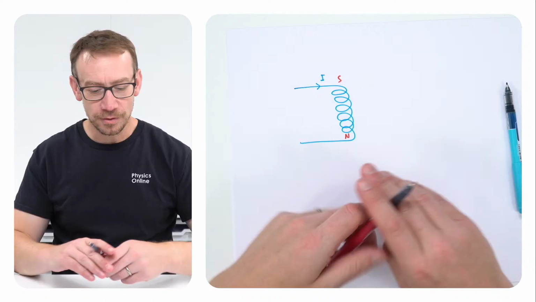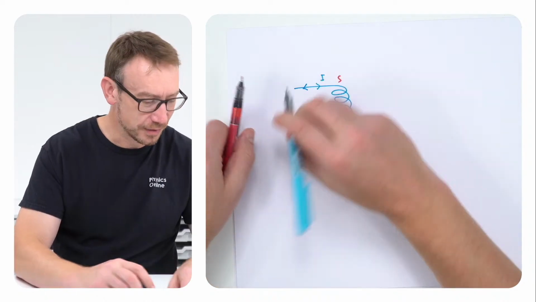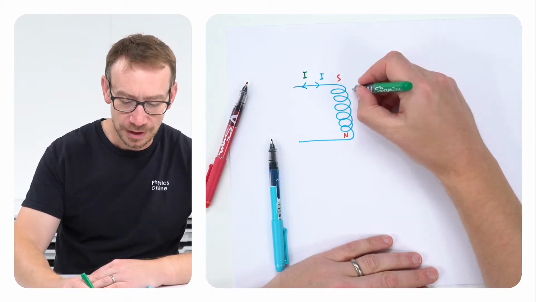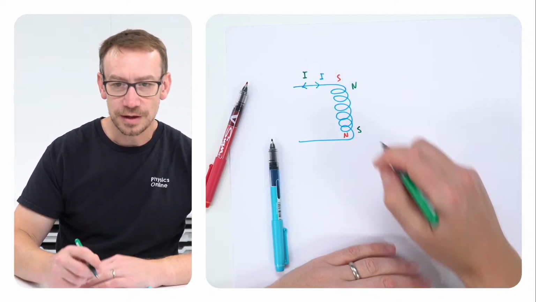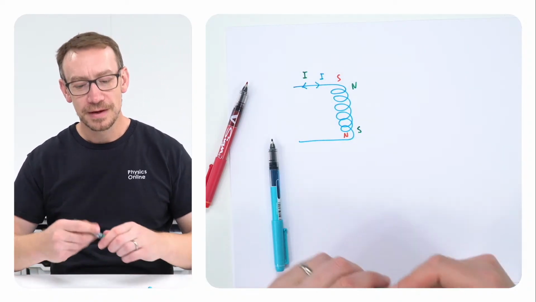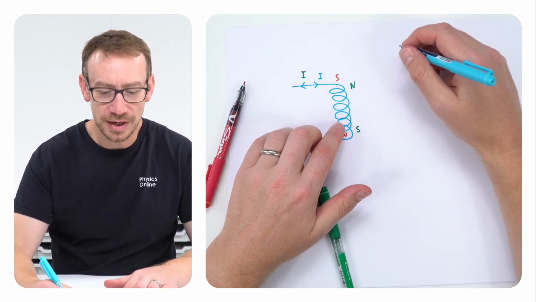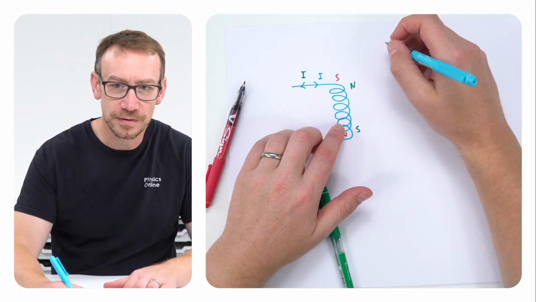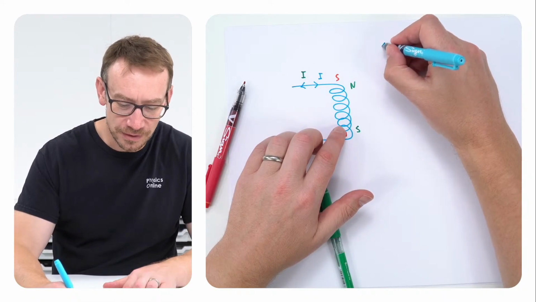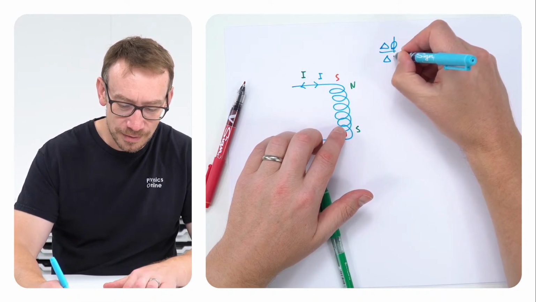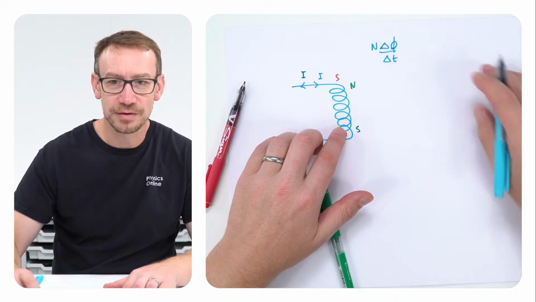And of course, when the current goes in the other direction, I'm going to put that in green, that field direction changes. So what we then have is a magnetic field that's going to be changing. And when you've got a magnetic field which is changing, there's going to be a change in the magnetic flux density that also depends on the number of turns.